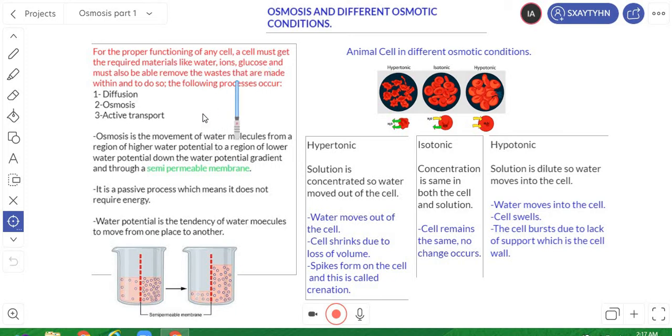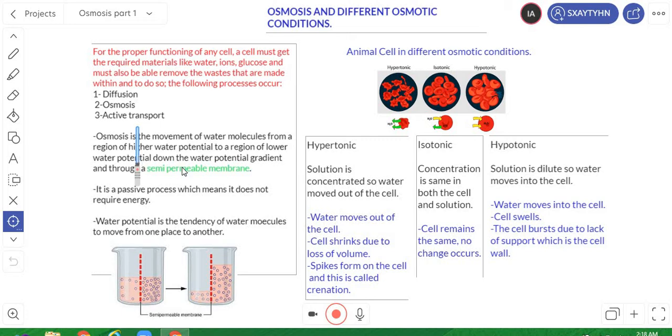So now we have understood that materials move into and out of the cell. The substances moving out are waste, and the substances moving in are needed by the cell, and they happen by the three major processes that you can see right here. So let's first understand what is osmosis.